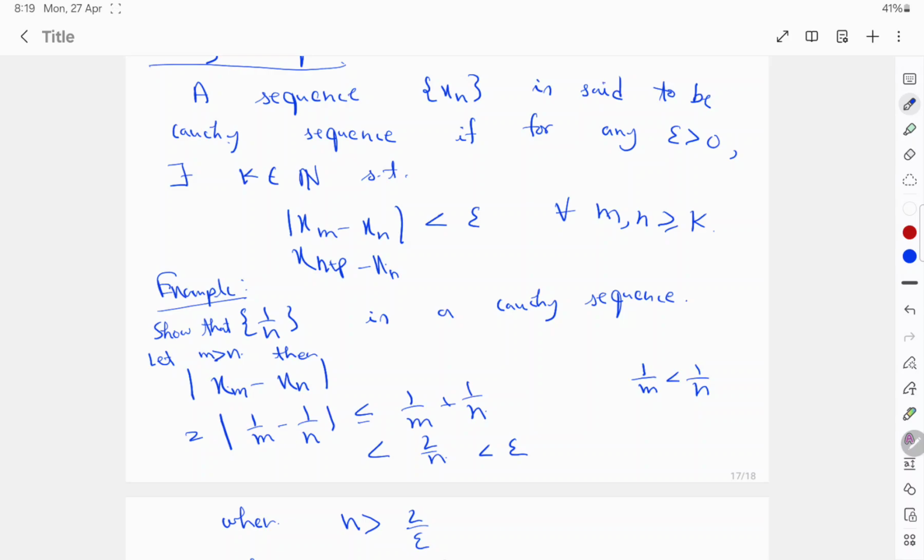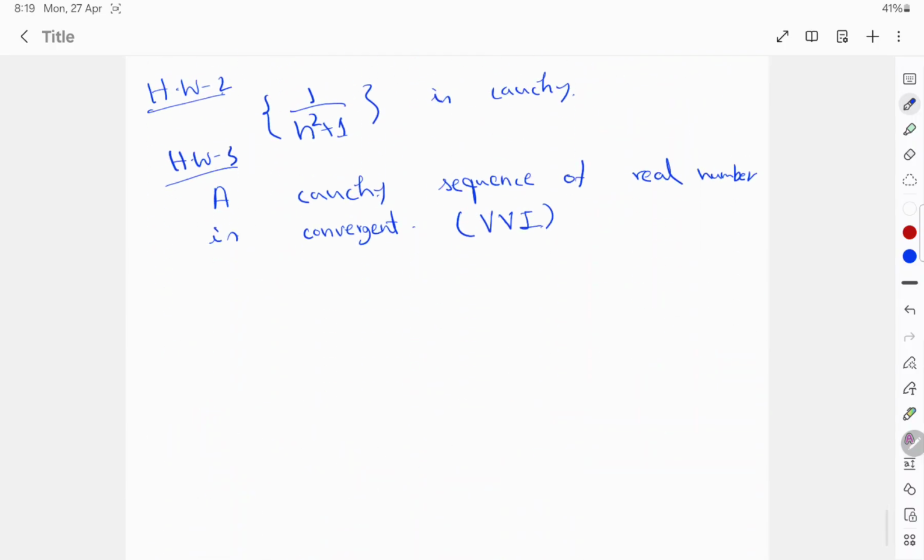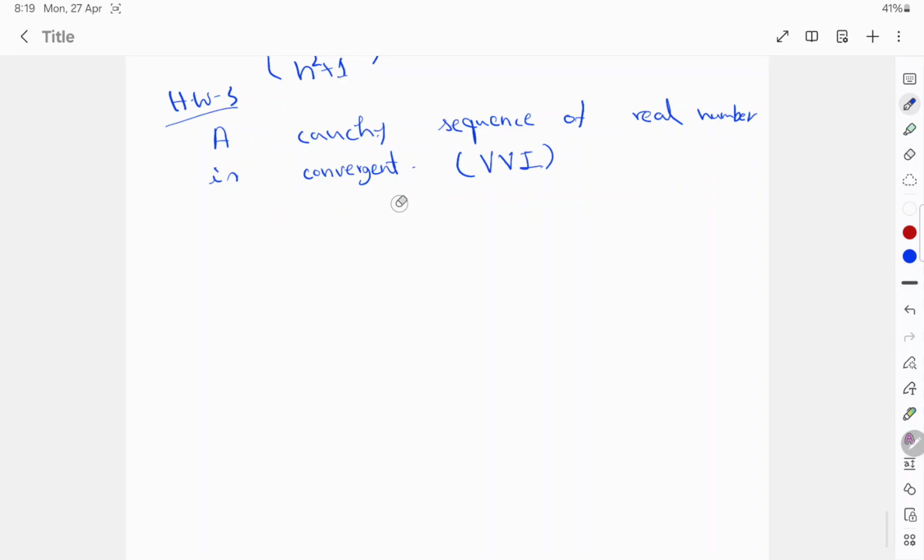Now, I already gave you the homework. If you read that proof properly, you will see that there is actually a role of epsilon by 2, not 3. So you just check why, whenever this Cauchy sequence is given, it is done with 2. So you just observe properly.